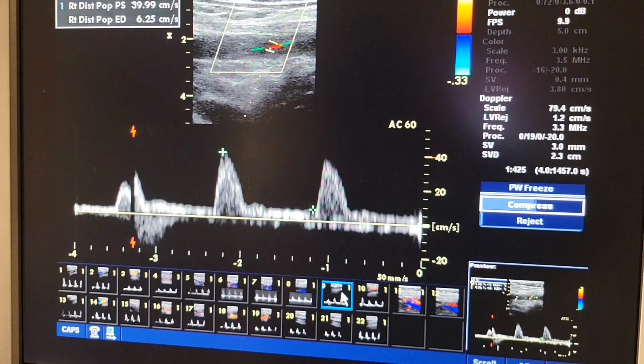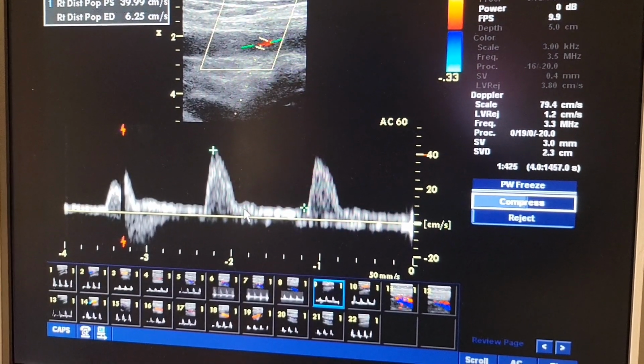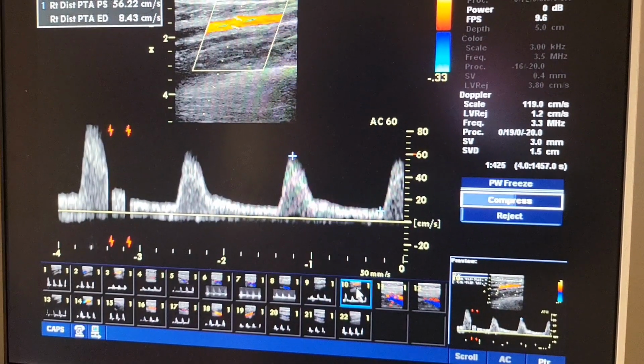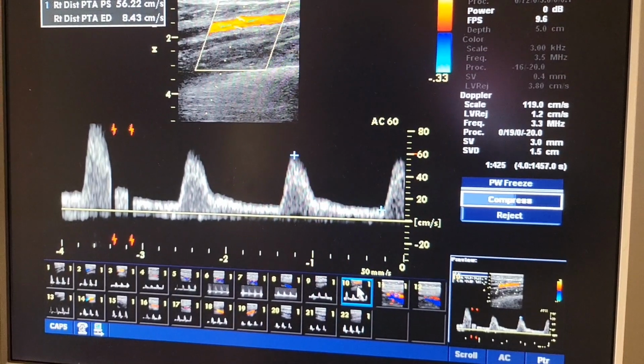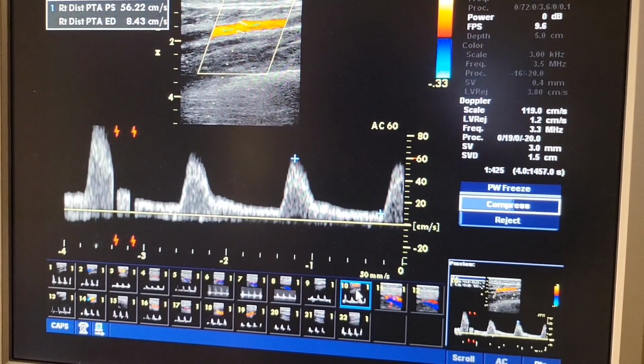At the popliteal, waveform is, I would say, biphasic, because I can still see a little bit of that indentation right about there. And as I go into the posterior tib, waveform, again, still biphasic, monophasic at the same time, but again, velocity drop. You've lost a lot of your phasicity.